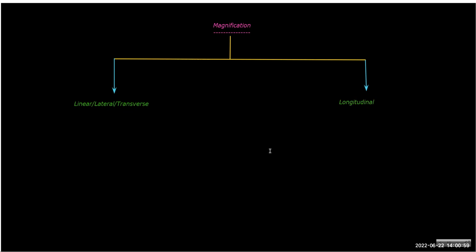So longitudinal means the magnification along the axis. If the object is not kept perpendicular to the principal axis, rather it is lying along the axis, then what we get is called longitudinal magnification. And if it is kept perpendicular, we call it linear or transverse and so on. So let me draw this.